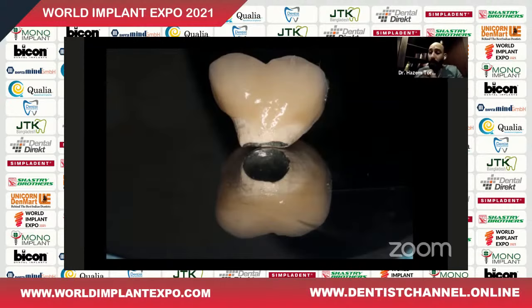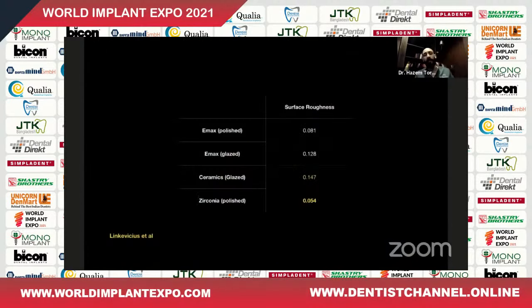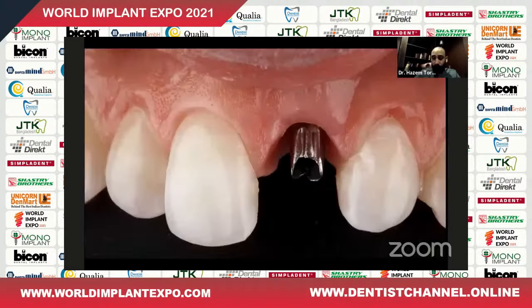Tissues like polished surfaces, clean and polished surfaces for adhesion to happen. Now, Vicious made a beautiful study comparing the amount of surface roughness in different materials. And the best material for soft tissue, the material with the least surface roughness, is zirconia, polished zirconia, not glazed zirconia, not glazed Emax, not polished Emax, it's polished zirconia. Polished Emax is also close, but ceramics when glazed is a terrible material for tissue adhesion.